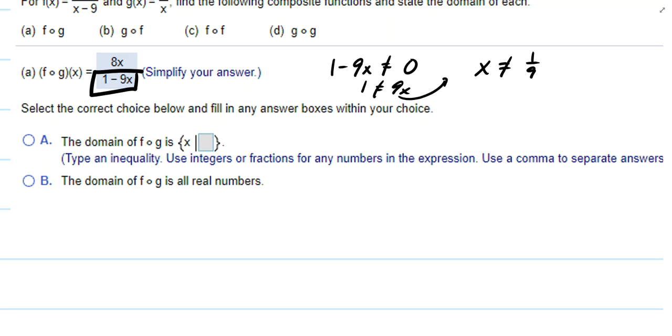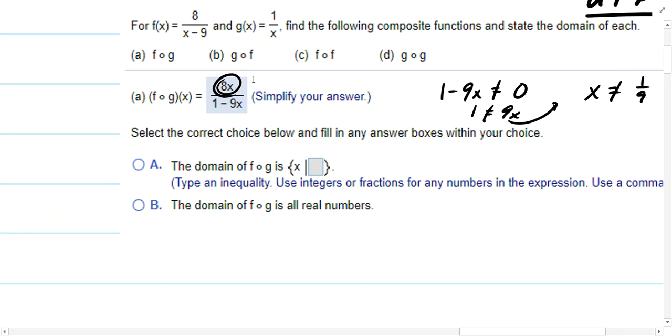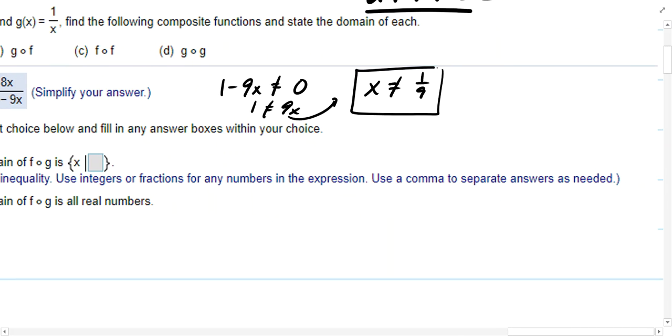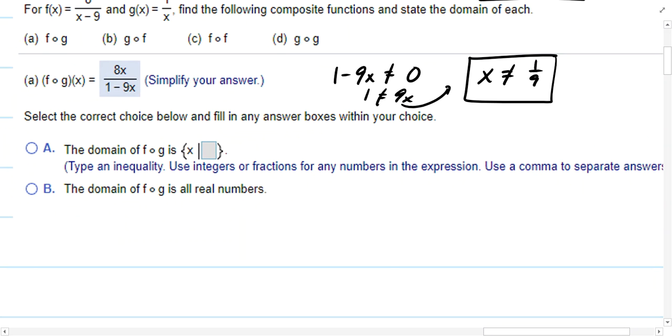And we could investigate this. If I were to pick the number 1/9 and try to substitute it into this function, well, I'll get some answer in the numerator. 8 times 1/9 will give me a numerical value. But in the denominator, 1 minus 9 times 1/9, well, 9 times a ninth is 1, so 1 minus 1 equals 0, and we wouldn't be able to simplify that result. So that, again, further solidifies why 1/9 should be avoided. And if you trust your process, you'll recognize that 1/9 is the only number that's not permitted here.